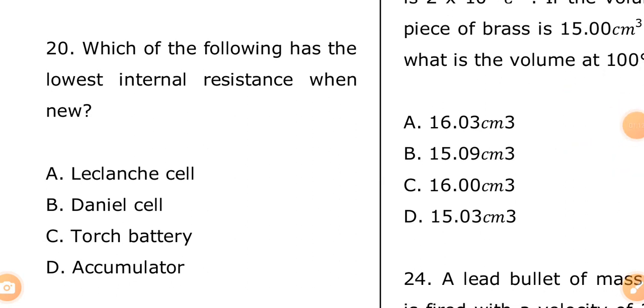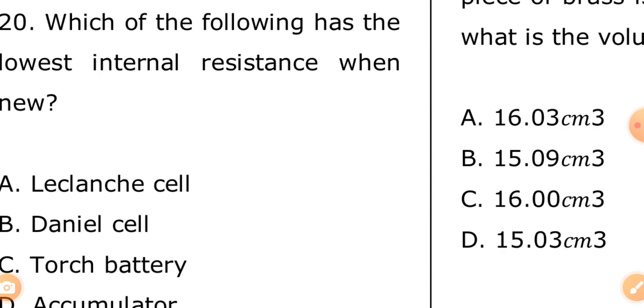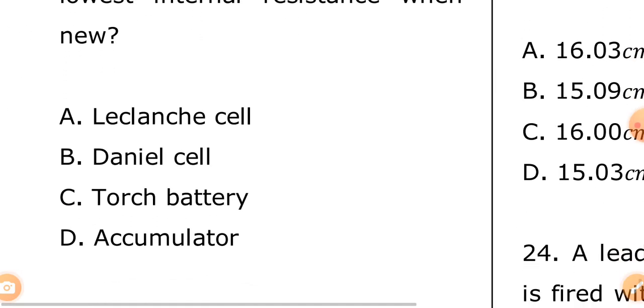Which of the following has the lowest internal resistance when new? A. Launch cell. B. Daniel cell. I hope you can see my screen. C. Torch battery. D. Accumulator. The answer actually is D. Accumulator.